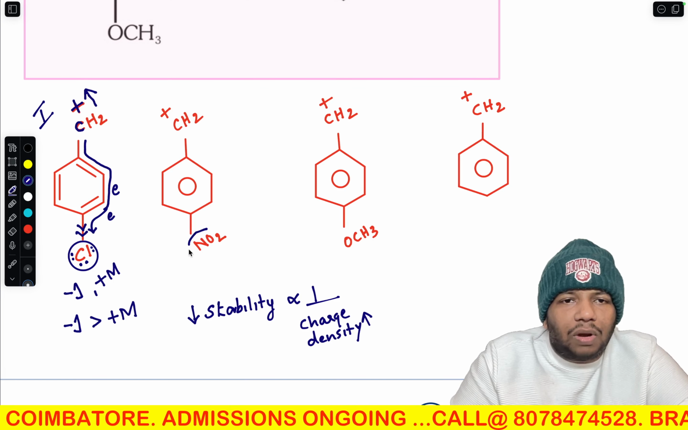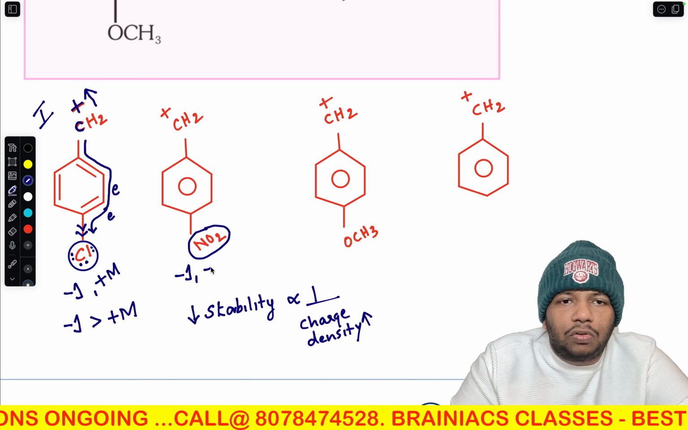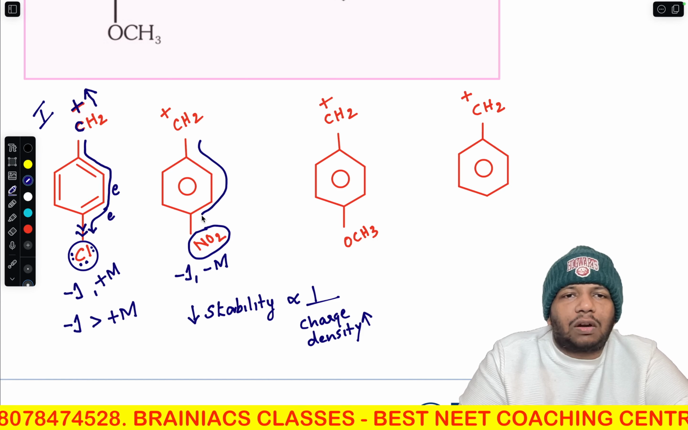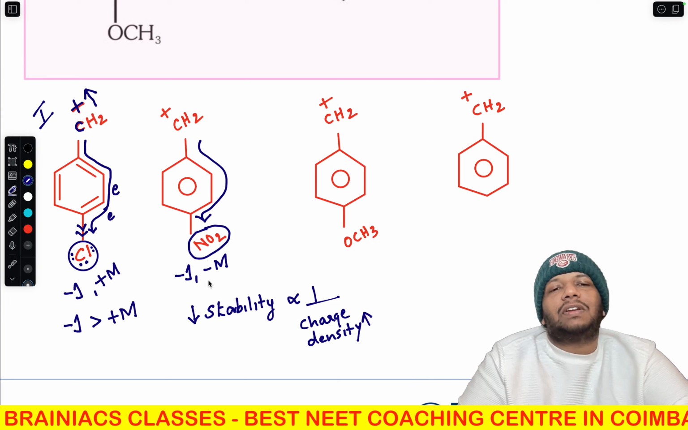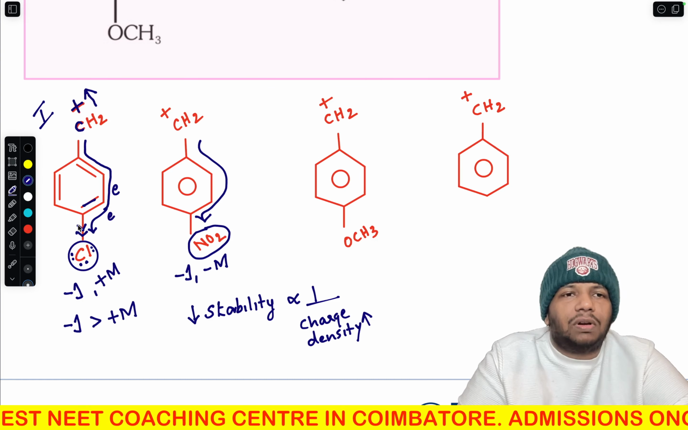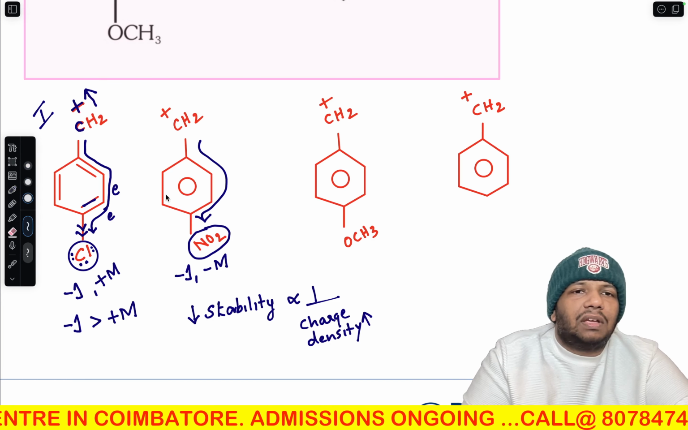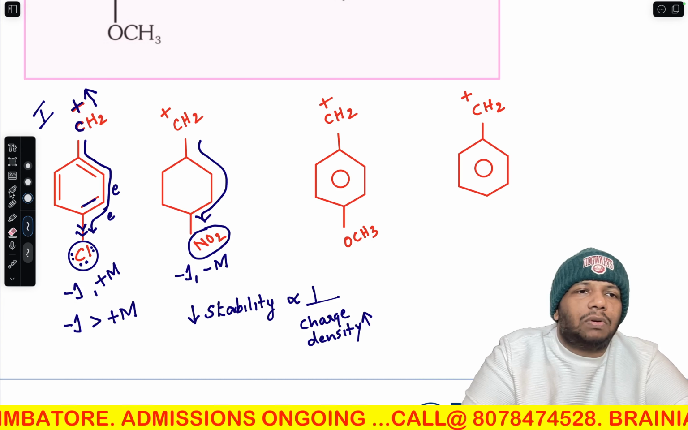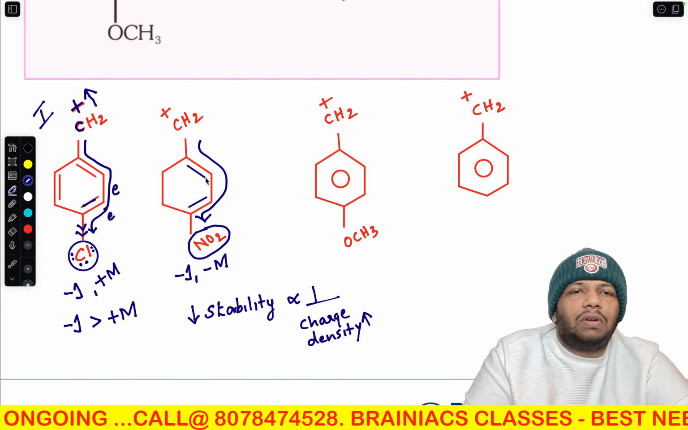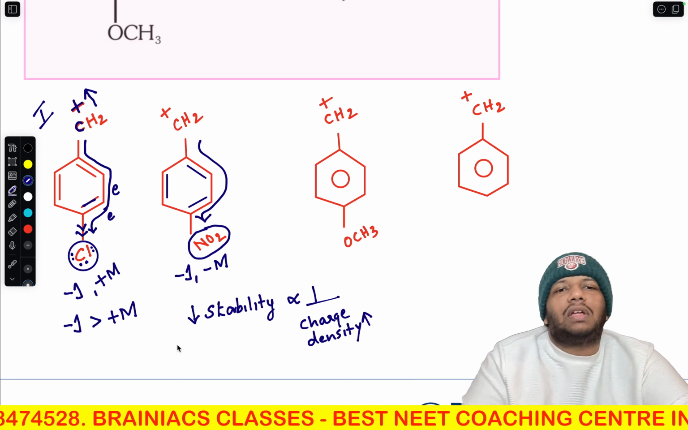Now the next one. What group is connected? NO2 group. It has minus I effect, also minus M effect. Minus I effect will pull the electron in this direction, and minus M effect will also pull the electron from the pi bond. Here I can remove this and put the pi bond for your understanding. The pi bond will move towards the NO2 group to enter into resonance.